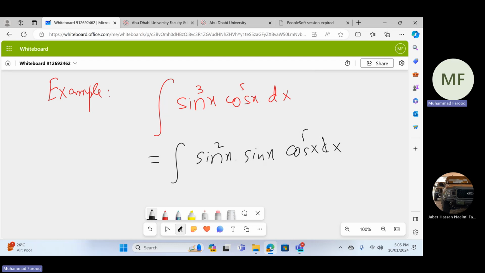Now, sine squared is how much, please? 1 minus cosine squared. So there is no further power. So you don't have to take the bigger power? Yes, it's better to use the smaller one, because if you take the big one, you have a power and one more power now. Okay? So now we have sine x and cosine 5x dx.